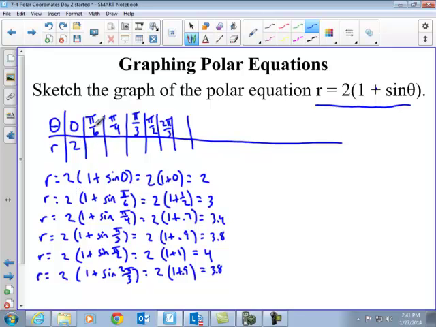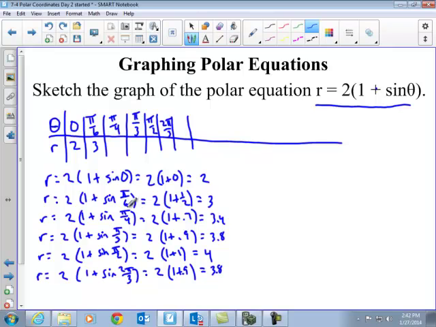As I move to my next angle, pi over 6, I have 2 times the quantity of 1 plus the sine of pi over 6, which is 1/2. Again, refer to your unit circle for that. If you do the arithmetic, that would give you 3. So for pi over 6, I get 3.